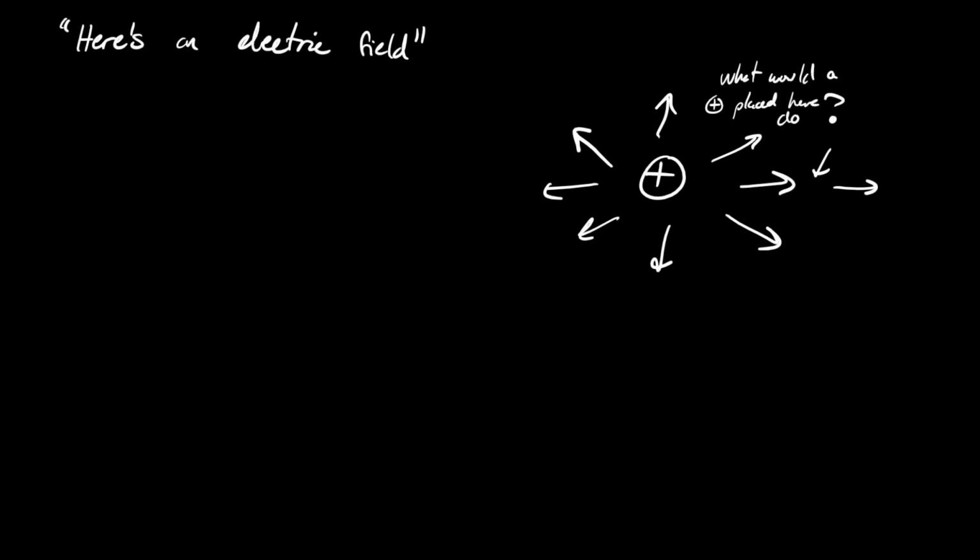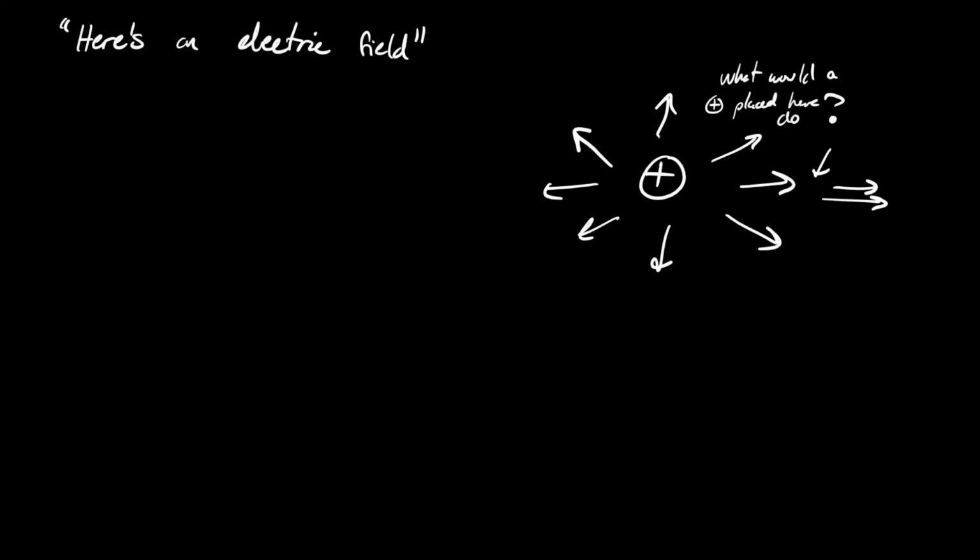Now, for a positive charge, it's pretty easy because we just remember that the electric field points in the direction that a positive charge would get pushed. So the answer is that the positive charge would get pushed to the right. Again, that's because the electric field tells you what direction a positive charge would get pushed.